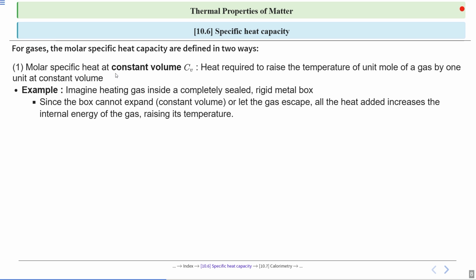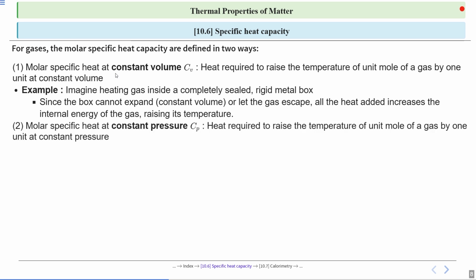Alright. So all the heat added increases the internal energy of the gas. So when the internal energy of the gas is increased, the temperature will also increase, because internal energy depends on temperature. If the internal energy increases, temperature will also increase, or we can say vice versa. All right. So here volume is fixed. So this is an example of molar specific heat at constant volume.